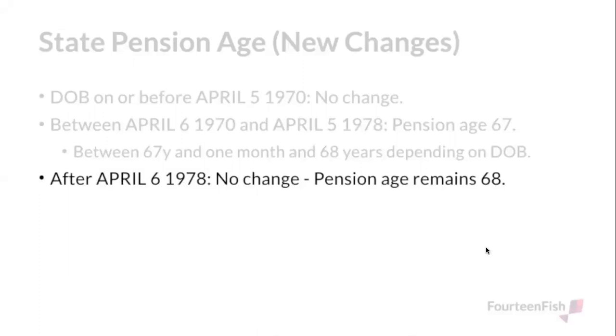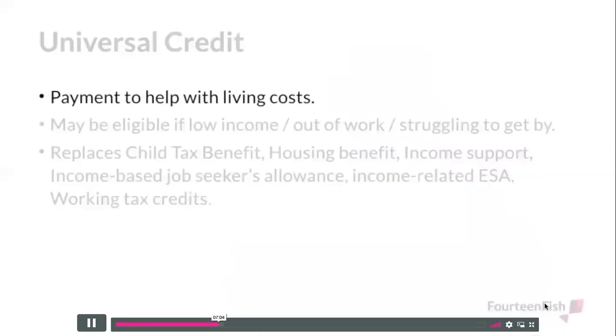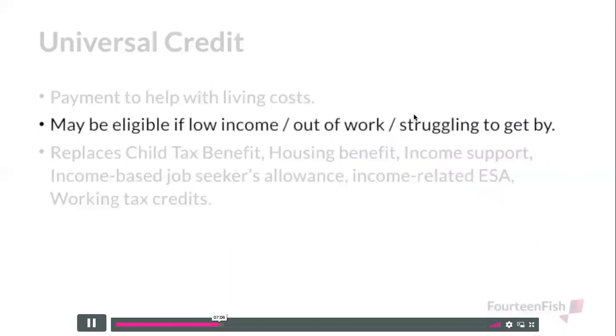So we talked about ESA, particularly after statutory sick pay ends after 28 weeks, but we also covered how when you're at that fork in the road, when 28 weeks is up, you can either apply for ESA or what's known as universal credit. Universal credit is different in that it's a payment that helps people with their living costs, and people may be eligible if they have a job but they have low income, they're out of work, or they're just struggling to get by.